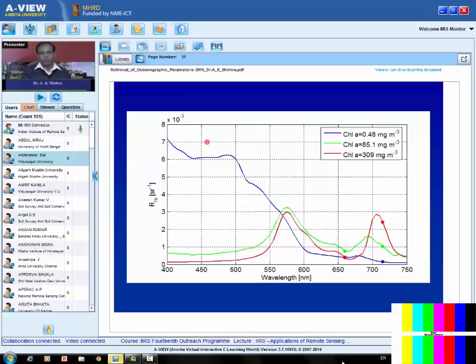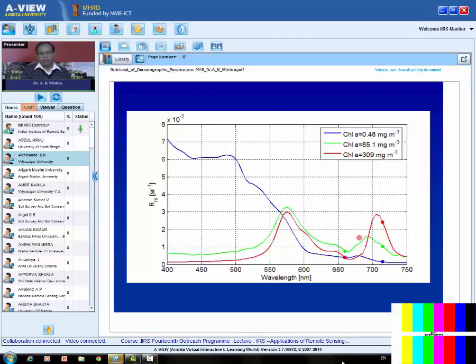And this picture shows you the high concentration and low concentration of chlorophyll, around 0.48 milligram per meter cube, and this is the remote sensing reflectance, and it is blue water. Then when chlorophyll concentration is increasing, that is represented by green and red, you are seeing the blueness has decreased and it has changed. Now it is peaking in the red end of the spectrum. Now you can take the wavelength around this and this.